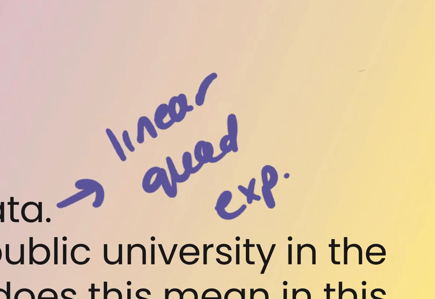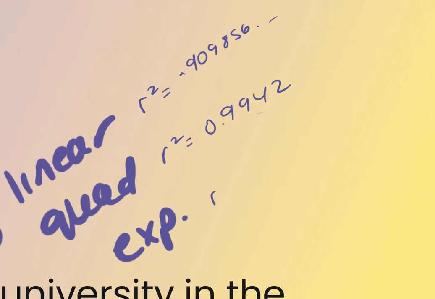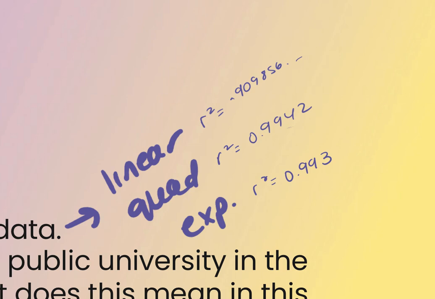So linear's R-squared is 0.909856. Quadratic's R-squared is 0.9942. So already we know quadratic is better. Stat edit, go to exponential. And exponential is R-squared equals 0.993. So of these 3 models, which one is the best one? Quadratic.